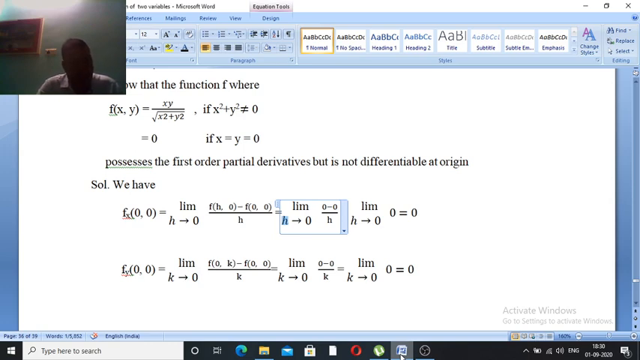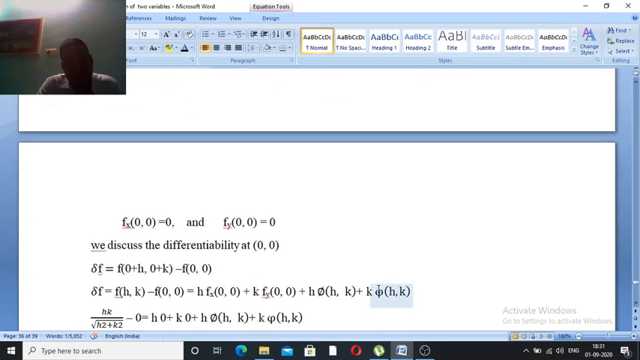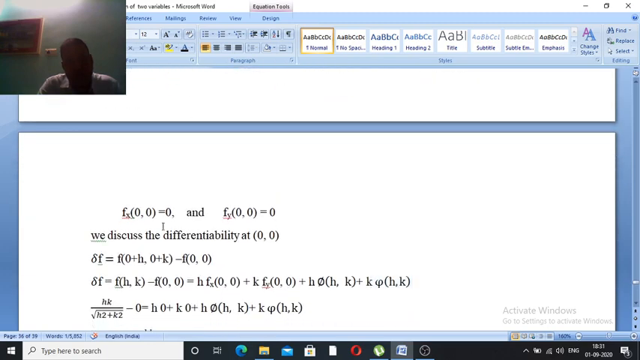Now the first order partial derivative with respect to y at the origin is equal to limit k tends to 0 of f(0, k) minus f(0, 0) upon k, which is limit k tends to 0 of 0 minus 0 upon k. 0 minus 0 is 0, and 0 upon k is 0. Therefore, the limit k tends to 0 of 0 is equal to 0, because 0 is constant with respect to the limit. Therefore, the first order partial derivatives exist and are equal to 0 at the origin.